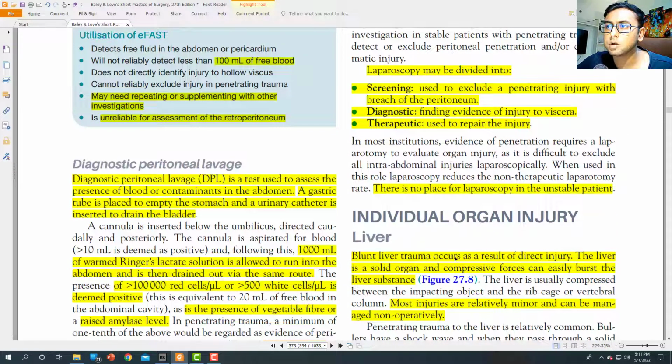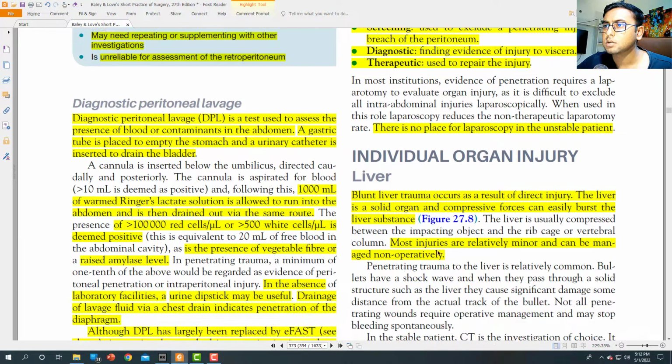Now the individual organ injuries. Blunt liver trauma occurs as a result of direct trauma. The liver is usually compressed between the impacting object, the rib cage, and the vertebral column. The liver is a solid organ, and it takes the compressive force. Most injuries are relatively minor and can be managed non-operatively. So most liver trauma is managed non-operatively, unless there is a chance of continuous bleeding or major rupture of any hepatic vessels.